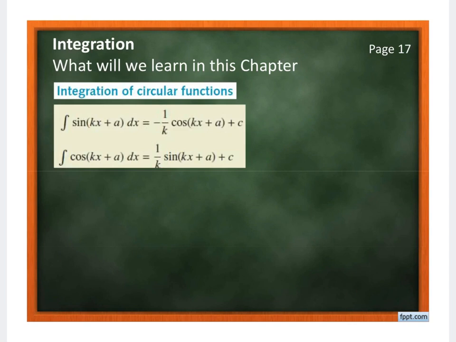Integration of circular functions. The integral of sine of (kx plus a) dx equals negative 1 over k cos(kx plus a) plus c. If it is sine, it becomes negative cos. If it is cos, it is still positive sine. You see the exercise.